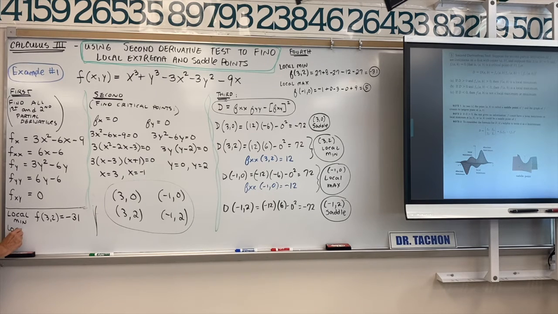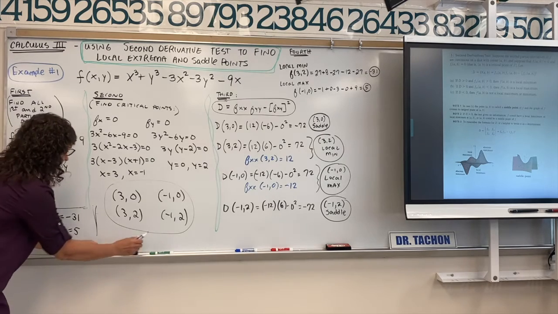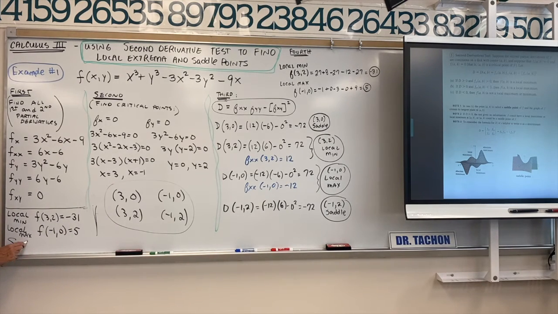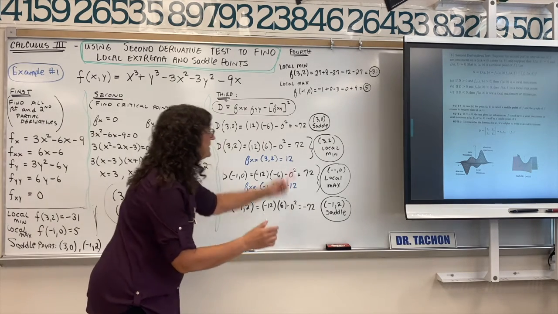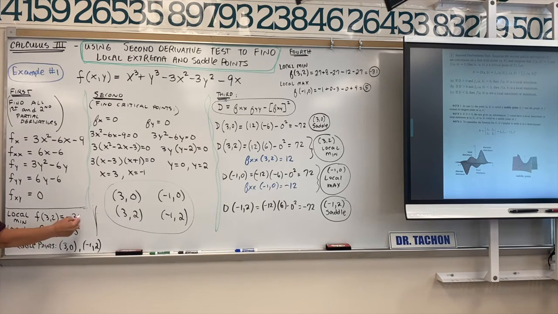We have a local max. Where's our local maximum? At negative 1, 0, the value came out to be 5. And we have saddle points. Where are the saddle points? The saddle points are at 3, 0, and negative 1, 2. And there's our conclusion. So fourth, we're just finding the values for the fourth step. And then here is our final answer. So here's our conclusion.